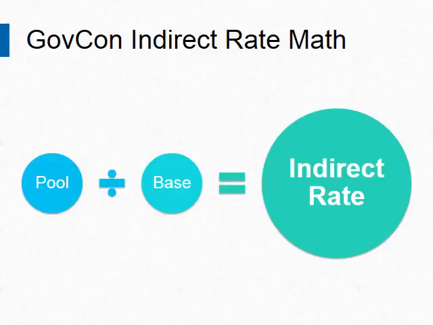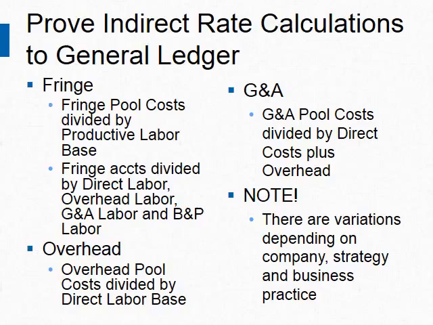So let's just talk about GovCon indirect rate math. As everybody knows, an indirect rate is a calculation where you take a pool of related costs, fringe costs, for example, divided by a base. There's a relationship between the cost of the company benefits and the salaries of the people in the company. And that's going to be an indirect rate. And that's really what we're talking about.